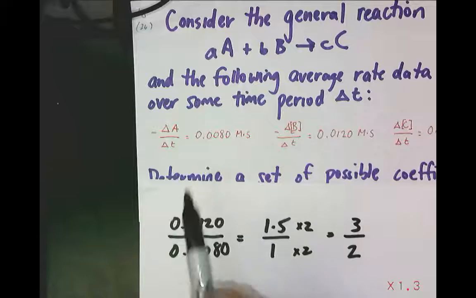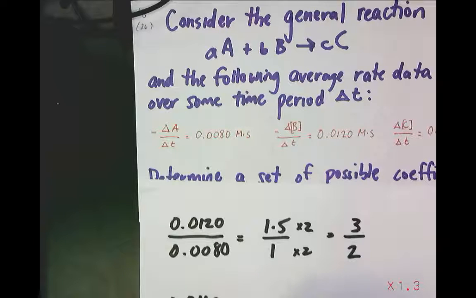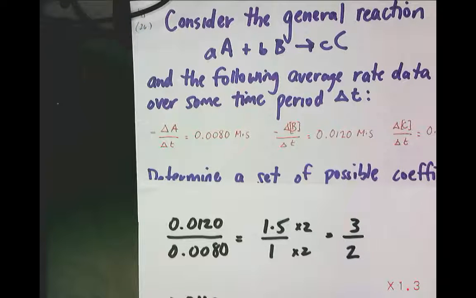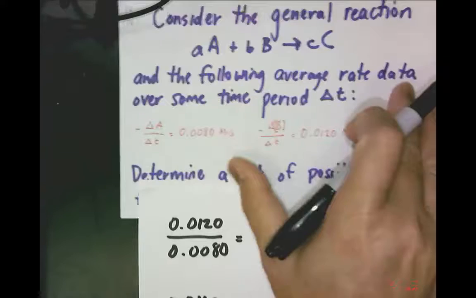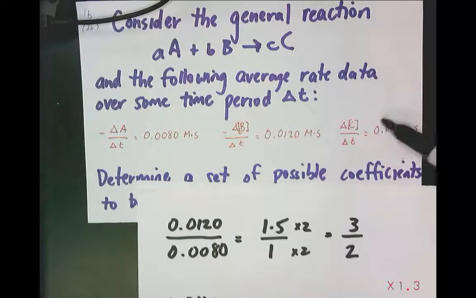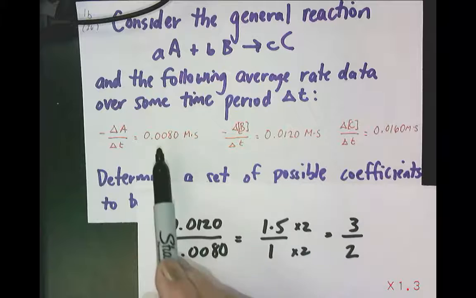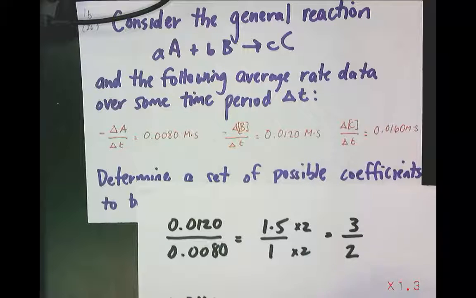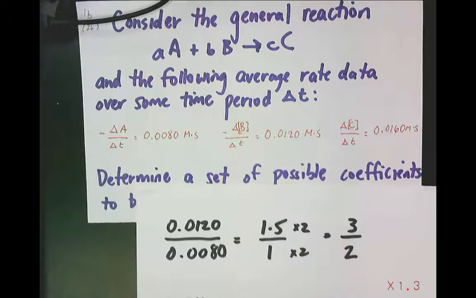Well, let's compare A to C. What do I have here? Here I have a 1 to 2 relationship. So C is forming twice as fast as A is being used up. So we've got a 1 to 2 relationship there.